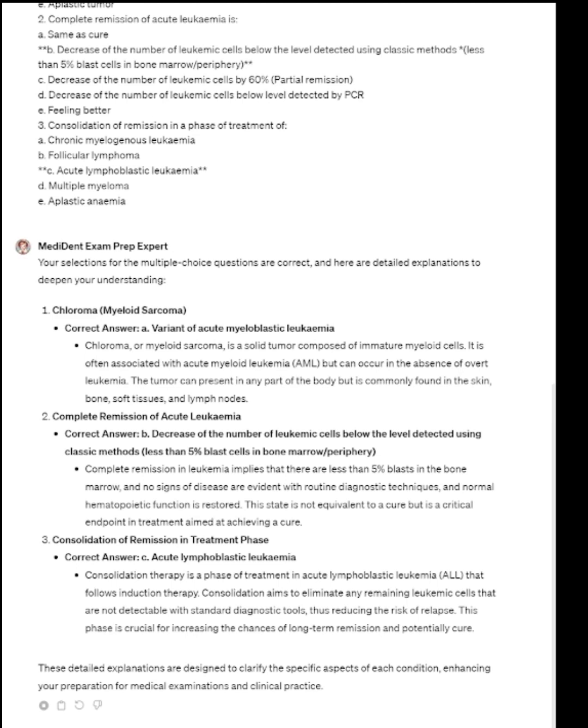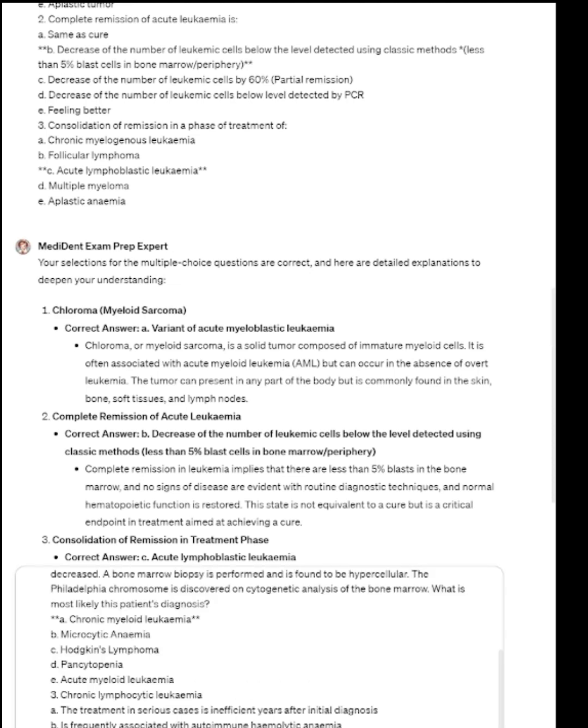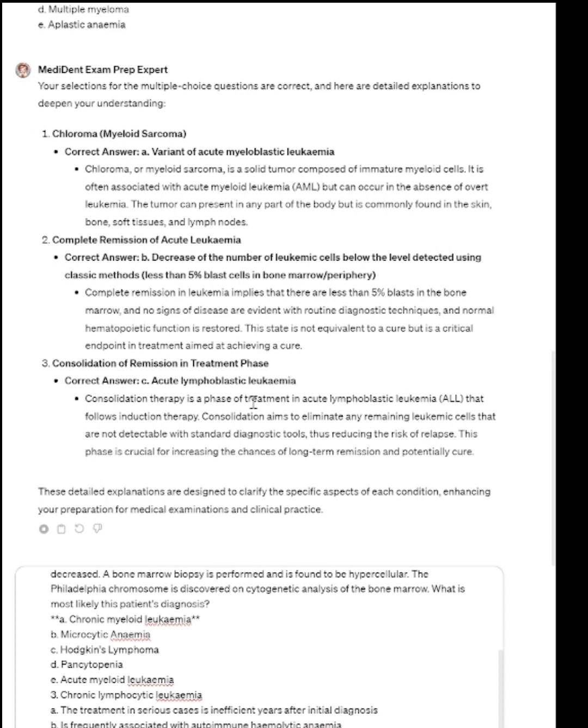Your selections for the multiple choice questions are correct, and here are detailed explanations to deepen your understanding. 1. Chloroma, myeloid sarcoma. Correct answer, A. Variant of acute myeloblastic leukemia. Chloroma, or myeloid sarcoma, is a solid tumor composed of immature myeloid cells. It is often associated with acute myeloid leukemia, AML, but can occur in the absence of overt leukemia. The tumor can present in any part of the body, but is commonly found in the skin, bone, soft tissues, and lymph nodes.